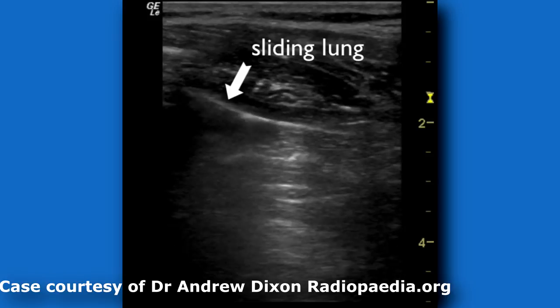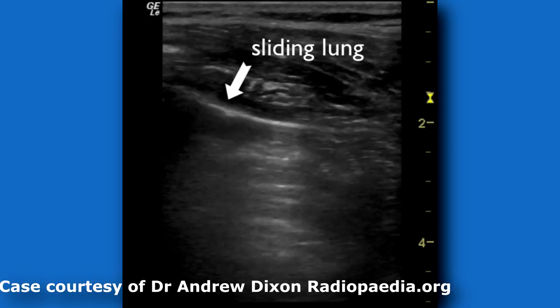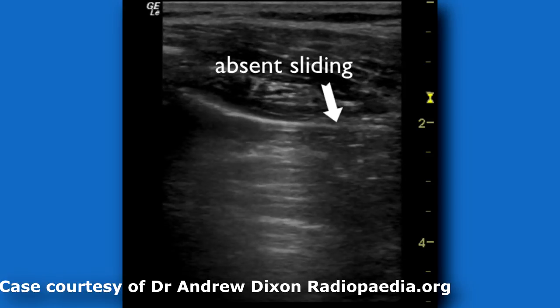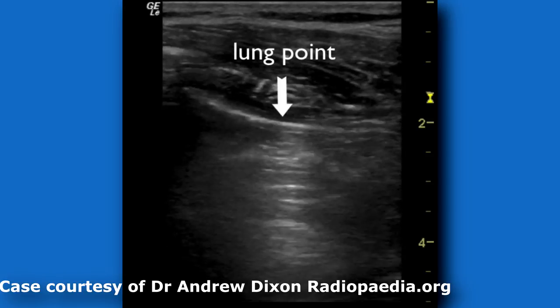Another sign is the lung point sign, which is a highly specific sign that indicates pneumothorax. It involves visualizing the point where the visceral pleura begins to separate from the parietal pleura at the margin of a pneumothorax.